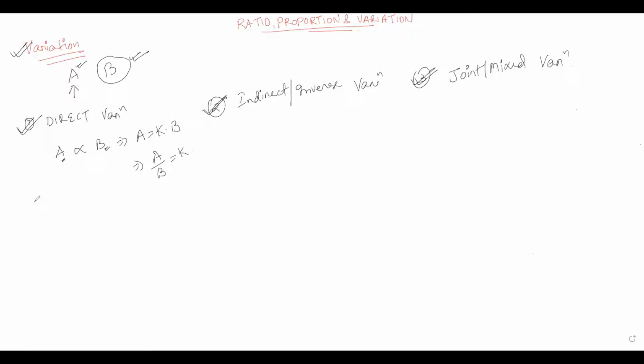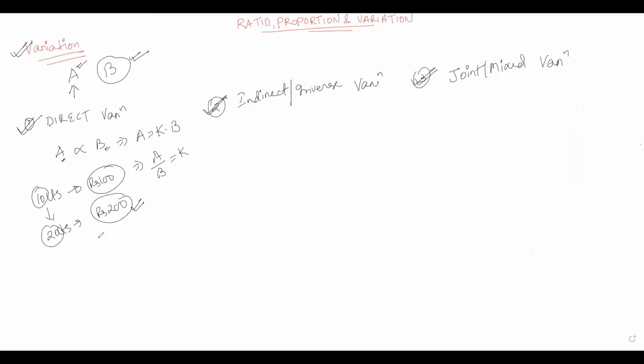Say for example, if daily I consume 10 liters of milk and 1 liter costs me rupees 10, so 10 liters will cost me rupees 100. Now suppose I increase my consumption to 20 liters, so now these 20 liters will cost me 20 into 10, that is rupees 200. So you can see here, when this quantity is getting doubled, the total amount that is being spent is also getting doubled. So this is a case of direct variation.